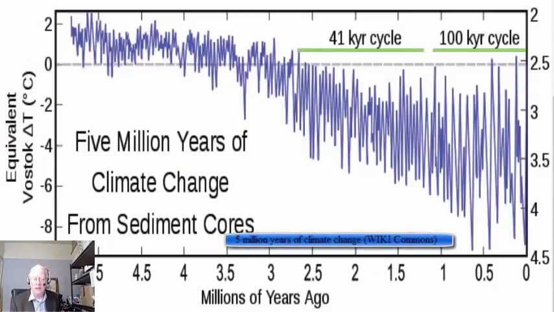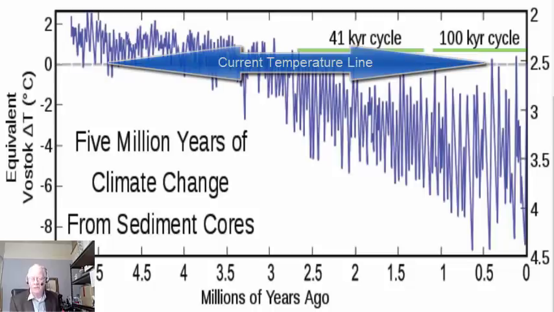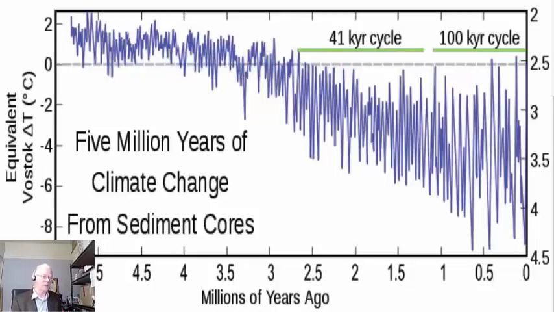So we'll look at the last 5 million years of climate change from sediment cores here. And basically the last 3 million years, it's dropped below the current temperature for most of the time. So it's only in the last 3 million years where it's actually been cooler on average than it is now. So for nearly all the last 500 million years it's been warmer. It's only the last 3 million years where it's been cooler than it is now.